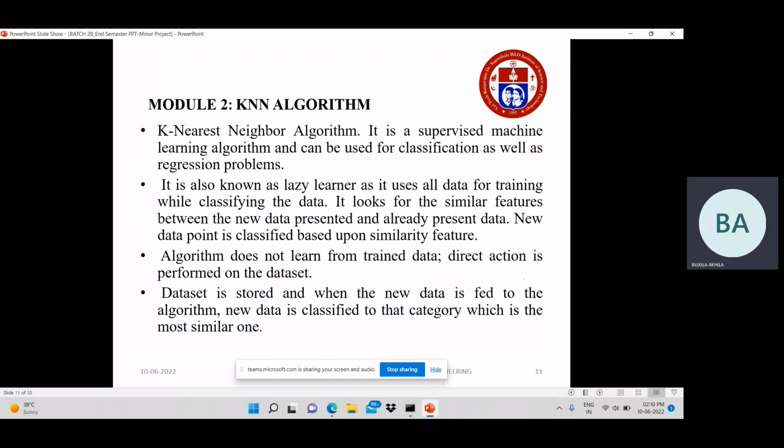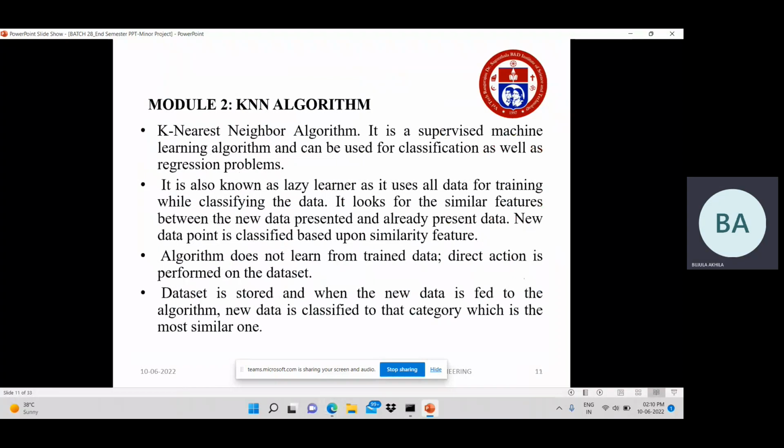In this we have used Jupyter Notebook, which is an open source web application that allows us to create and save documents which contain live code, equations, visualizations and narrative text. It can be used for data cleaning, transformation, numerical simulation, statistical modeling, data visualization, machine learning.